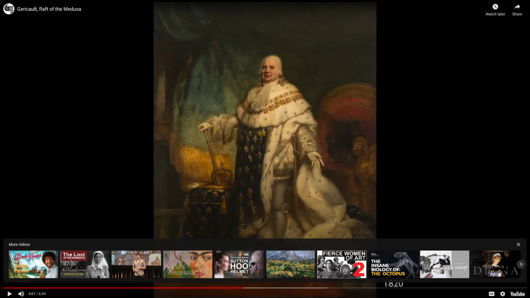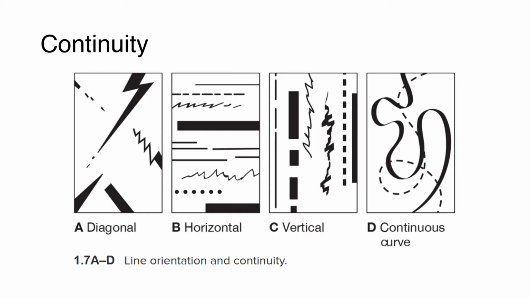Okay, so that's Théodore Géricault's The Raft of the Medusa. So let's keep on looking at the lines. This time we're going to look at the continuity of line.